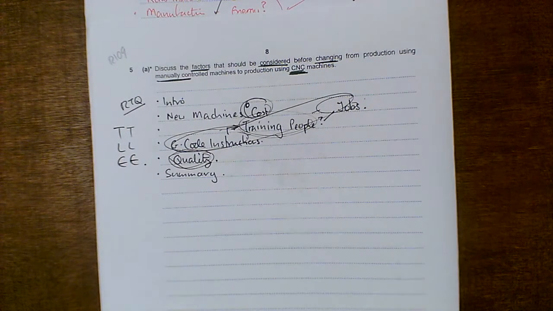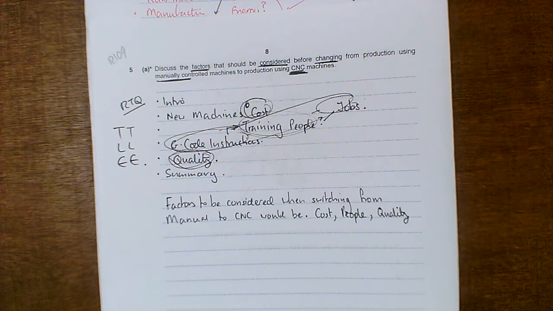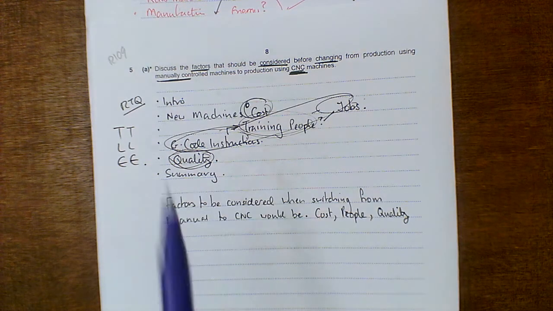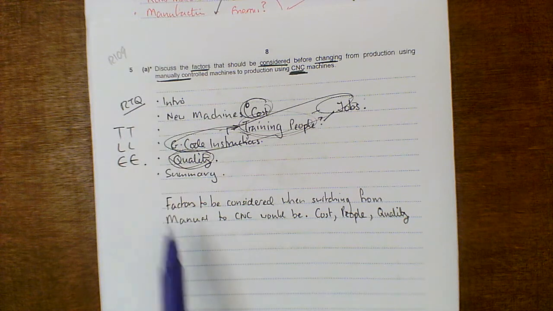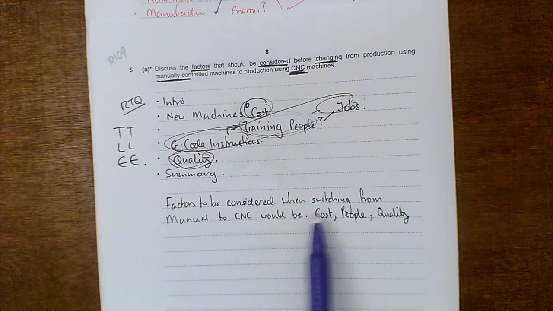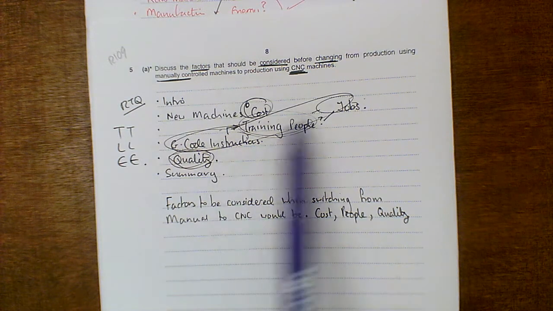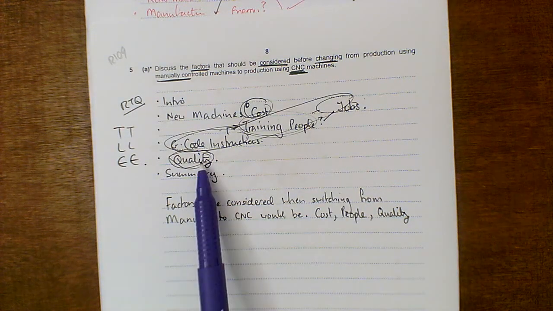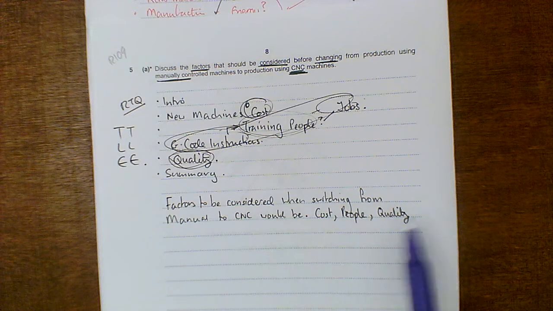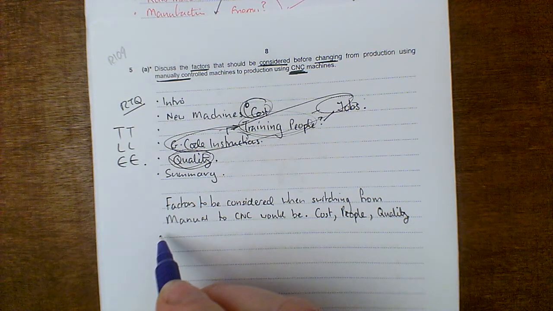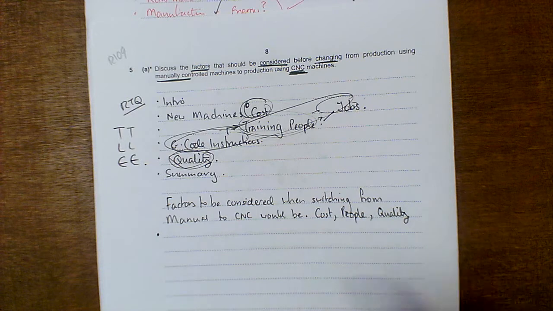And finally, R109. Let's see what we can do with this. So just to break this down then, I've looked at my first bit, my paraphrasing, factors to be considered when switching from manual to CNC. So I've listed my 3 key points: cost, people and quality. That's that first stage. So I'm just going to go through this one step by step.